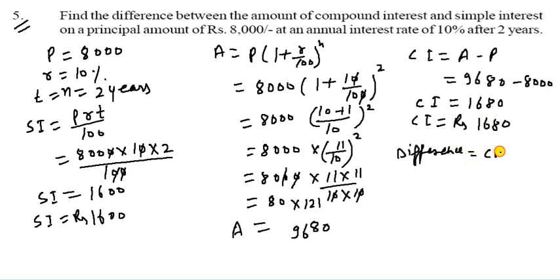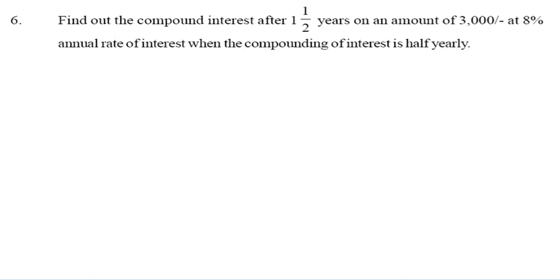Now the difference between CI minus SI. So let us do it. CI is 1680 and SI is 1600. So that one is 80 rupees. So you have to write the difference is 80 rupees and that will be your answer. So you can do very well. So let us start the next question.